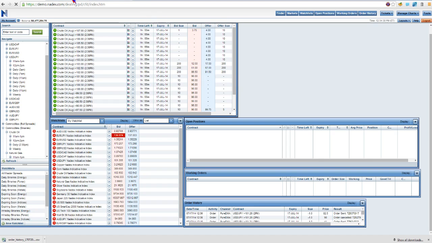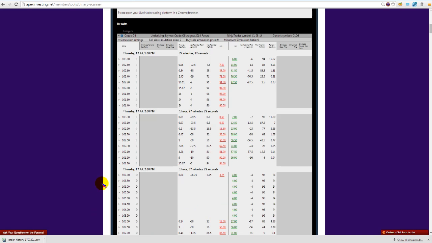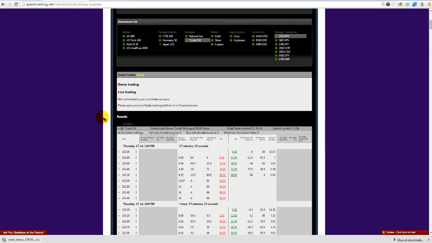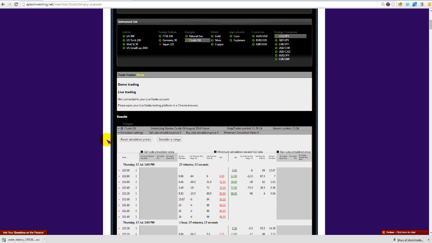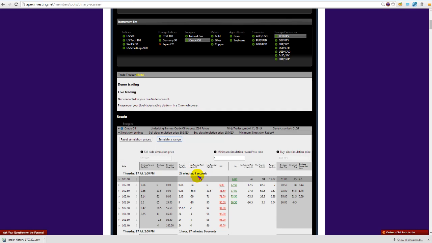Or I can just go over here to the scanner. I can choose, say, maybe I'm trading crude and US yen. Now I have the buy and the sell binary price ladders. I say, what if crude oil moved up 50 cents and I hit OK? Or down 50 cents from where it's at right now. And it'll actually tell me what price it'll be at. And that price will update live as the market moves, so I can check it occasionally.